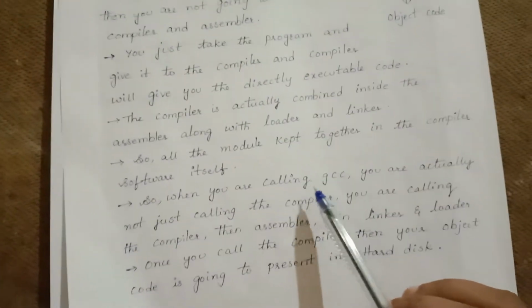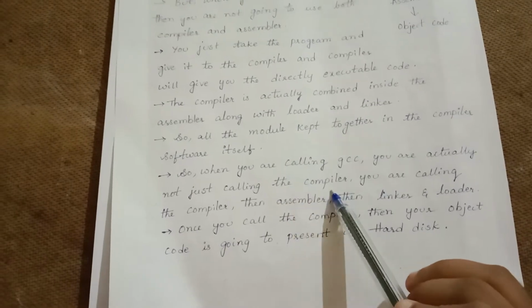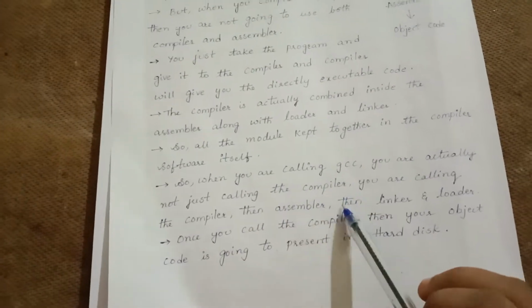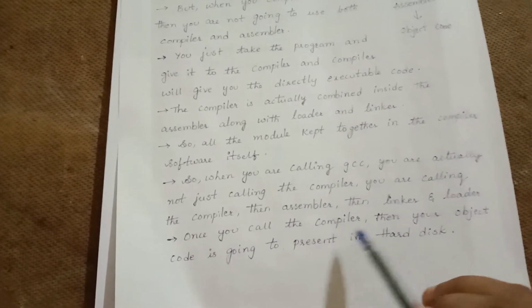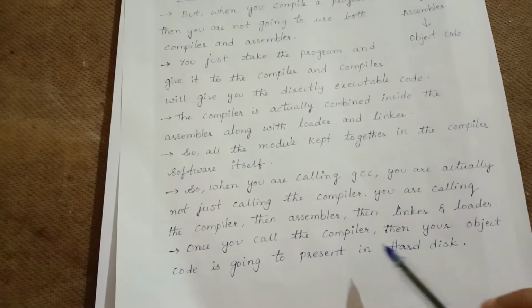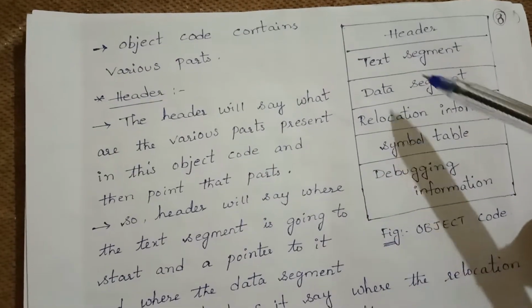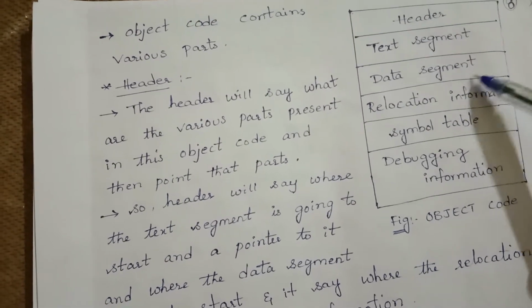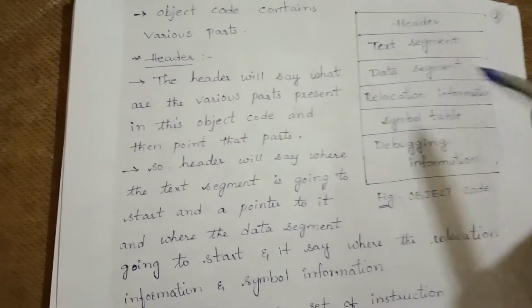So when you are calling GCC, you are actually not just calling the compiler. You are calling the compiler, then the assembler, and then the linker and loader. So once you call the compiler, your object code is going to be present in the hard disk. Object code contains various parts. Those are header, text segment, data segment, relocation information, symbol table, and debugging information.